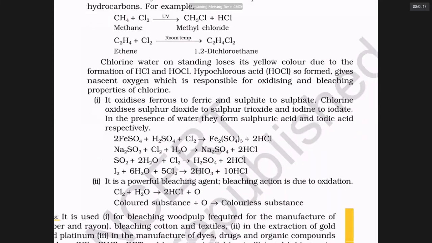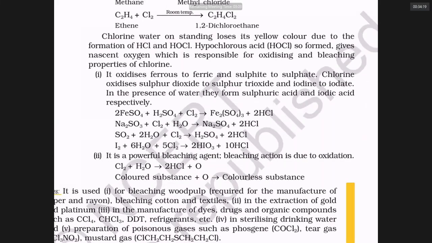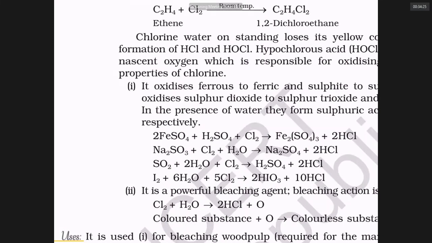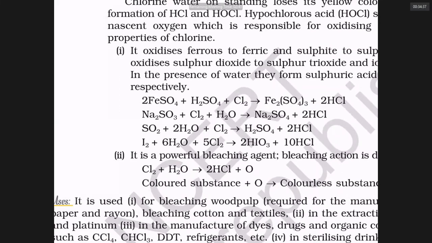Here there are some reactions of chlorine where it is acting as an oxidizing agent. Ferrous sulfate where iron is +2 will become ferric sulfate where iron is +3. Iron +2 will lose 1 electron to chlorine to become ferric. Sodium sulfite, Na2SO3, where sulfur is +4 will lose 2 electrons to chlorine to give sodium sulfate. Sulfur dioxide where sulfur is +4 will lose 2 electrons to chlorine in water to give sulfuric acid. Iodine, which is 0, will lose 5 electrons to 5 chlorine atoms to give iodic acid.